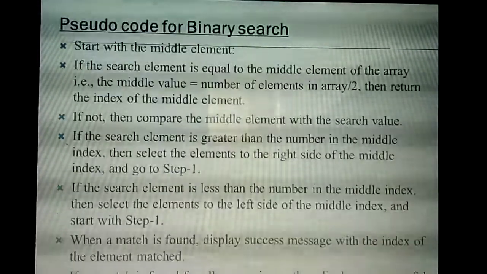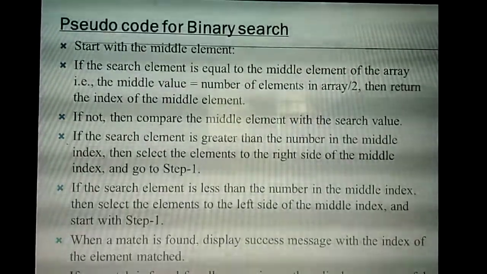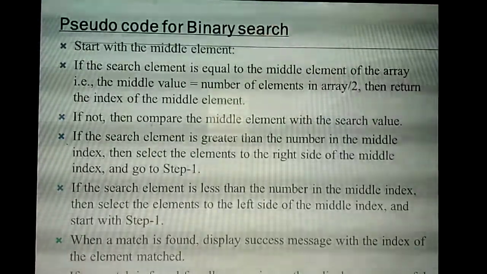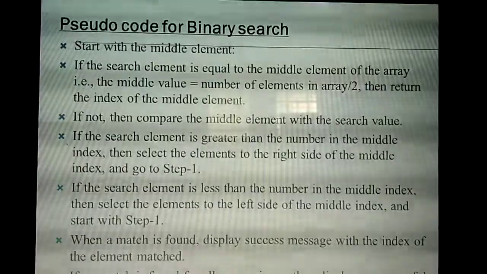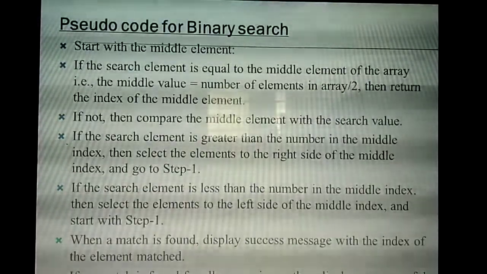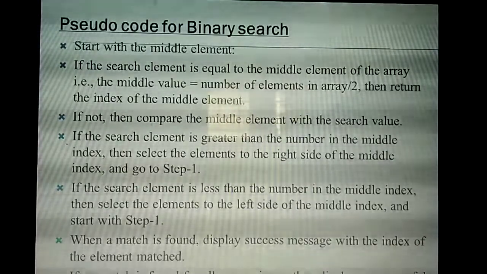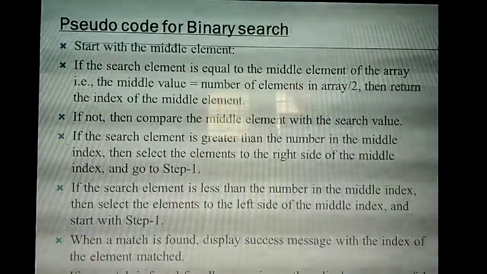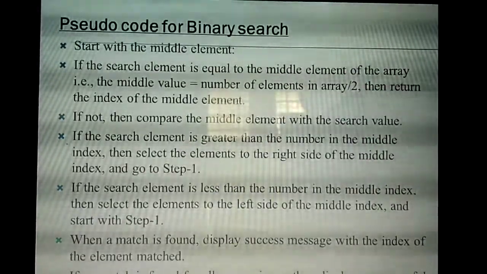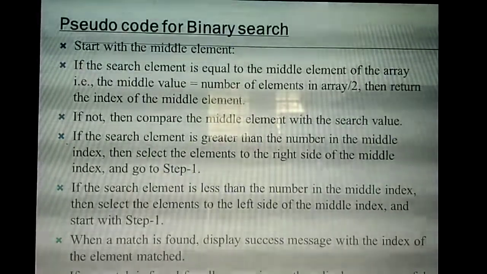Understand now? Yes. So next, what will you write? Pseudocode. That means the procedure: what you are going to do in the algorithm. Listen carefully. First, start with the middle element. That's an important point. In linear search, does your search start with the middle or the first? In the linear search algorithm, the search always starts with the first element. Isn't it? But in the binary search algorithm, your search always starts with which element? From the middle element. Understand? What's the first point? The search always starts from the middle element.